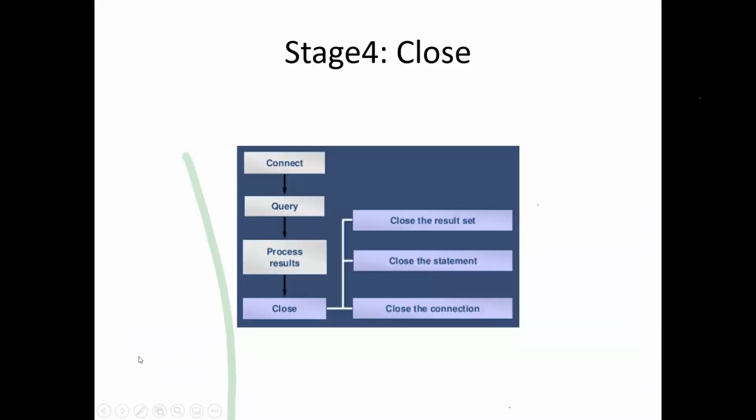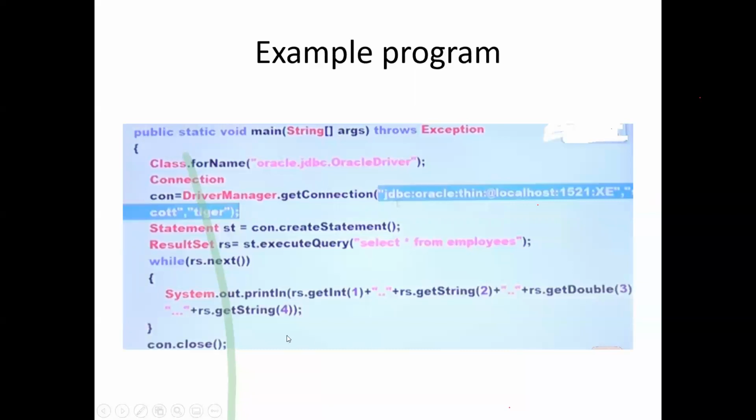So finally, what is the fourth step here? Close all the connections. First we will close the result set, then the statement, then the connection. The first two are not mandatory, but closing the connection is mandatory. That's why here I have considered finally connection.close. This statement is helpful to close all the connections. This is one small example program of how we communicate from the Java application to the database.